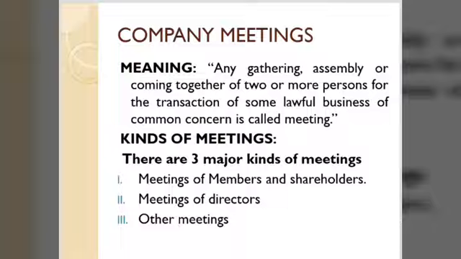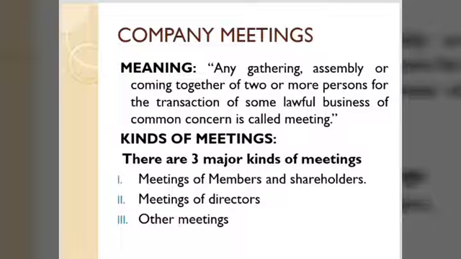The various types of meetings can be divided into three types. Number one is meeting of members and shareholders. Number two is meeting of directors. Number three is other meetings. So these are the three kinds of meetings. One is the members and shareholders meeting, next is the director meeting, and third is other types of meetings. These are the three major kinds of meetings.